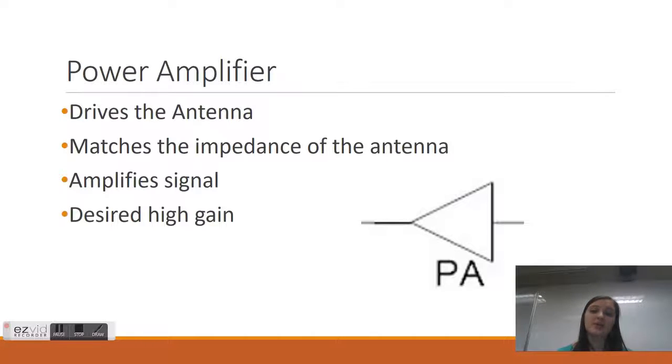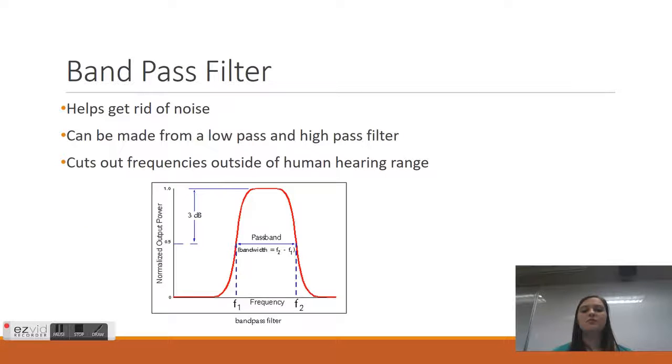Next, we're going to move on to the power amplifier. The reason we have this is to drive the antenna and match the impedance of the antenna, because we want a high gain and we want our signal to also be amplified in this. After we use the power amplifier, we'll move on to a bandpass filter. This is to help get rid of noise, and normally it cuts out the frequencies that are in or out of human hearing range for a phone, for example. Those just aren't important to us.